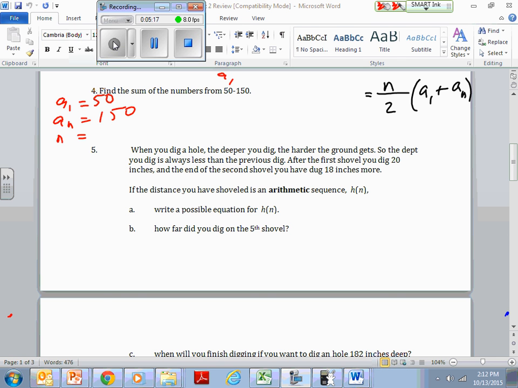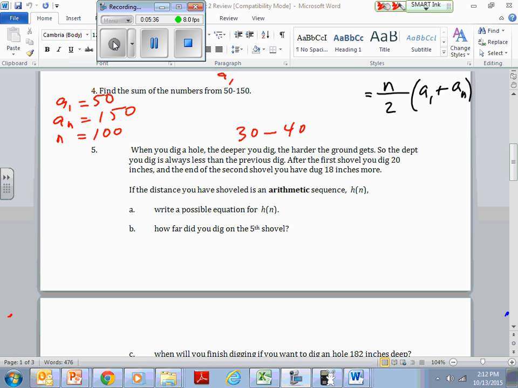I feel like it'd be 102 if I did 150 minus 50. But I wonder if that first number adds one more to make it 101. Anybody know? Like, watch what I mean. I think you're overthinking it.